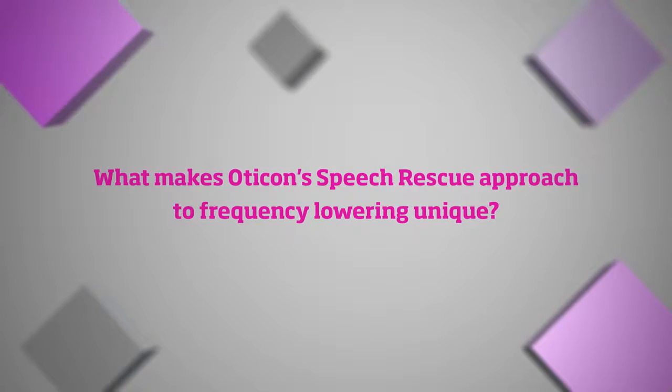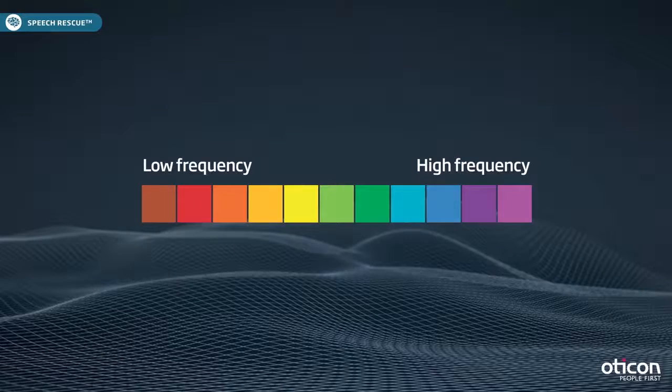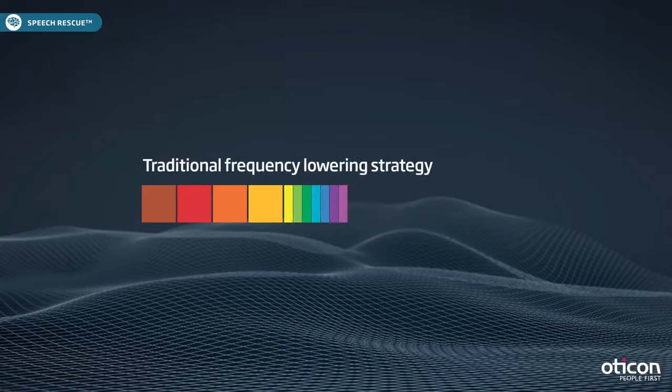We use a copy and keep approach, where we take key information in the high frequencies and replicate it in the better functioning mid-frequencies. Other approaches in the market will take a broad range of frequencies and squeeze them down into the mids. This ends up altering a significant portion of the speech spectrum.